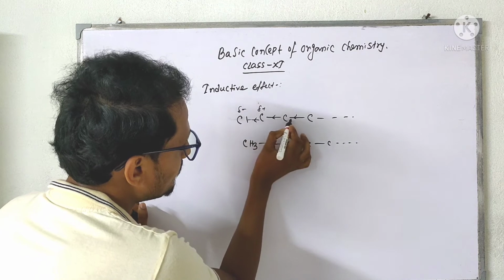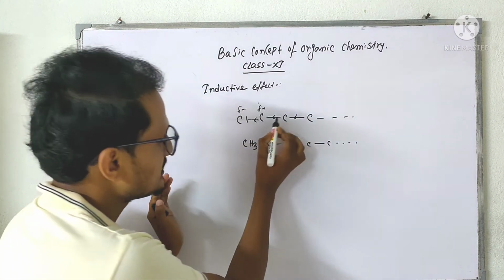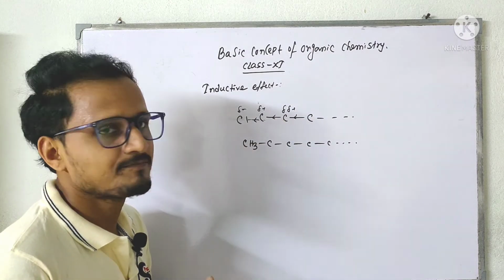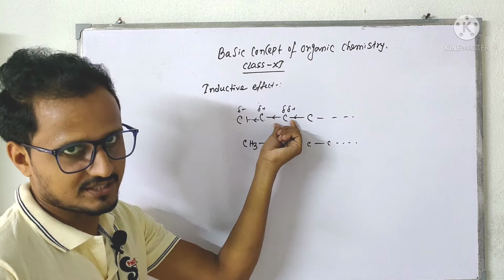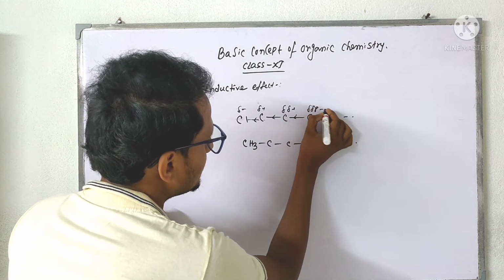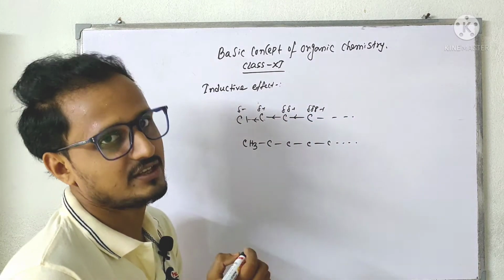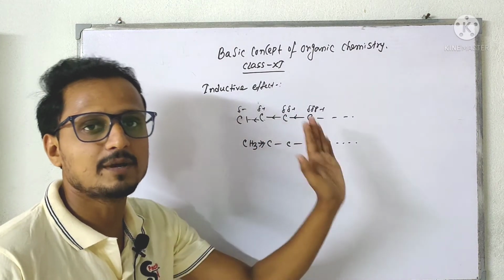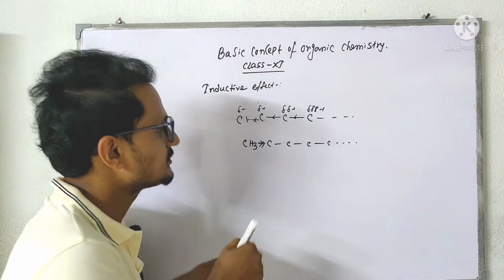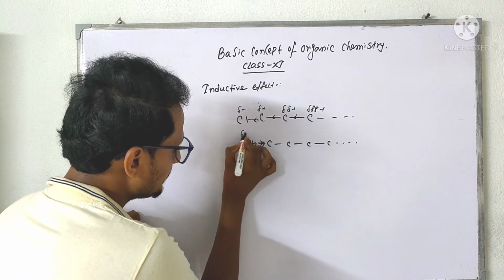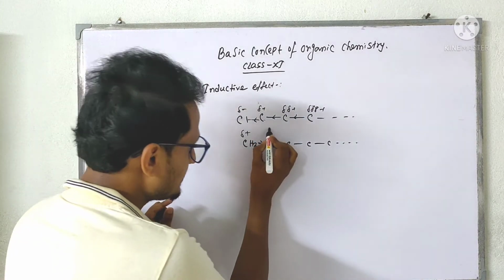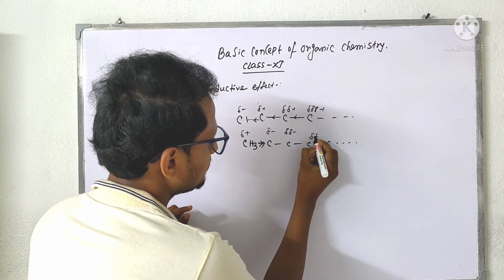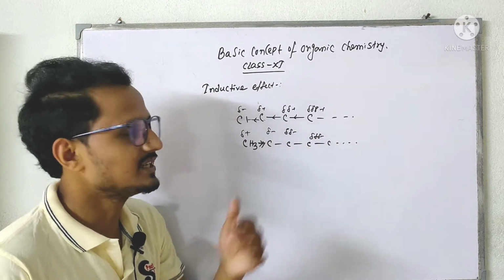Now the electron will be pulled from here also, attracted from here also, that means this carbon will also become electropositive. Okay, now this is called inductive effect, and here also this methyl group will push the bonded pair of electrons towards the neighbor carbon. This is also inductive effect. Now here this carbon will get a partial positive charge, and this carbon will get a partial negative charge.